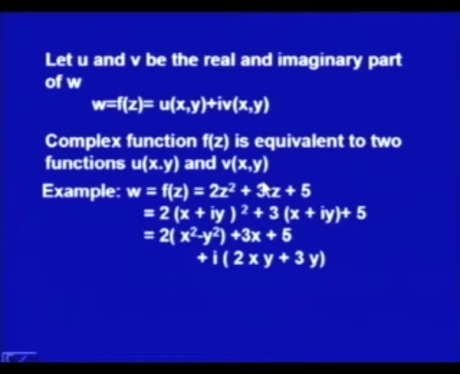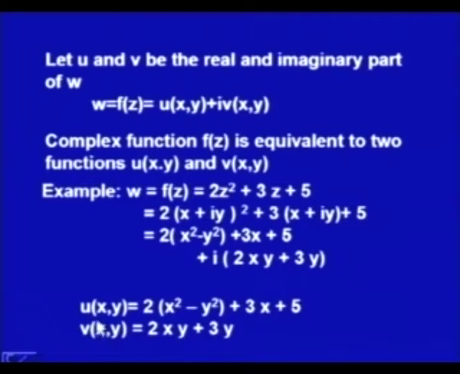So in this sense, complex function fz is equivalent to two functions u of x and y and v of x and y. For example, we write w is a function of fz, which is defined as 2z square plus 3z plus 5. So if I write z is equal to x plus iy, then it is 2 multiplied by x plus iy square plus 3 times x plus iy plus 5. Simplifying this, it is 2 times x square minus y square, the real part coming from this expression, plus 3x plus 5, and then i times 2xy coming from this plus 3y is the imaginary part. So this way we write the function w as consisting of real part u x y is equal to 2 times x square minus y square plus 3x plus 5, and the imaginary part v x y is 2xy plus 3y.